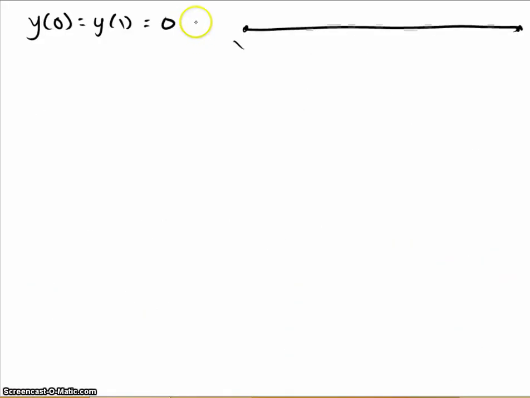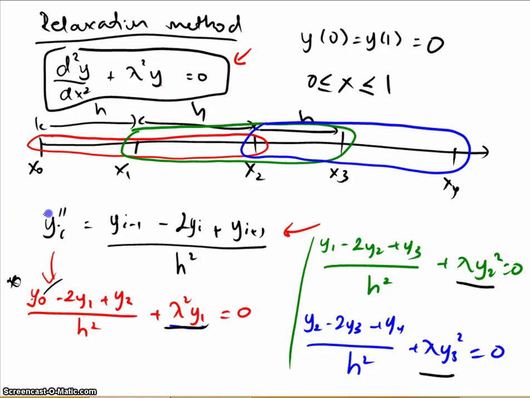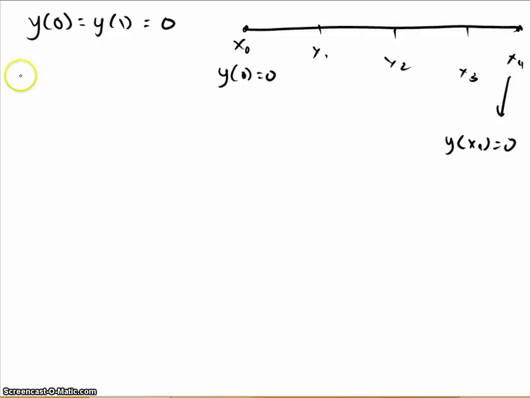Sorry. So that means you have x0, x1, x2, x3, and x4. At x0, your y0 would be 0, and at x4, your y4 would also be 0. So if you look at your first equation here, y0 is basically 0. You can rearrange this to give you (2y1 - y2)/h² = λ²y1. Okay, so this is the first equation.